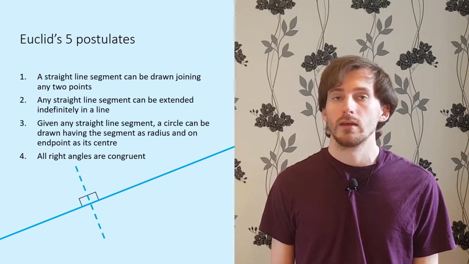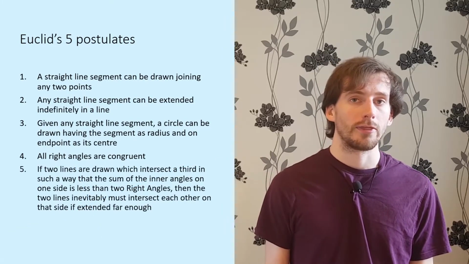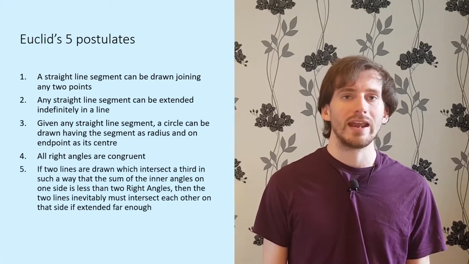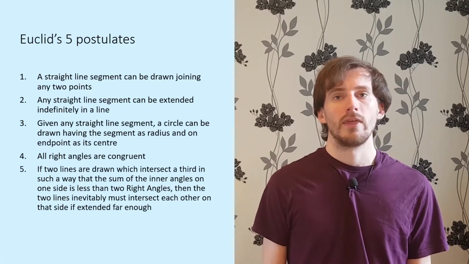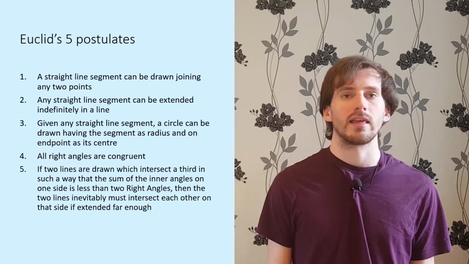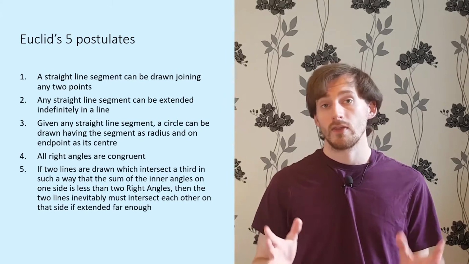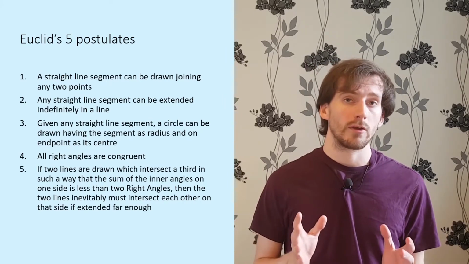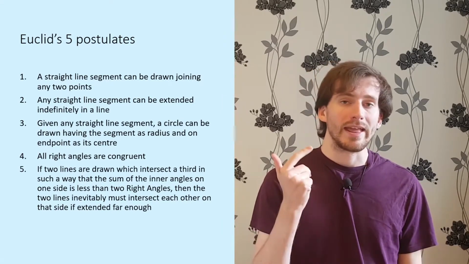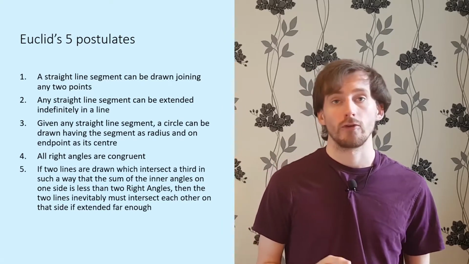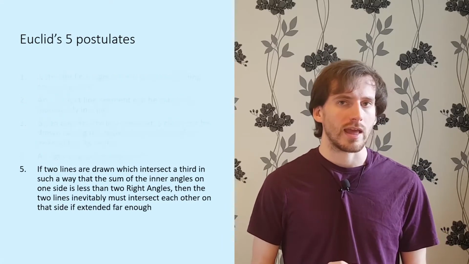And finally, if 2 lines are drawn which intersect a third in such a way that the sum of the inner angles on one side is less than 2 right angles, then the 2 lines inevitably must intersect each other on that side if extended far enough. Certainly, I hope you'll agree that the first 4 postulates are self-evident, irrefutable, and unlikely to be derivable from simpler principles. However, the 5th postulate stands out.